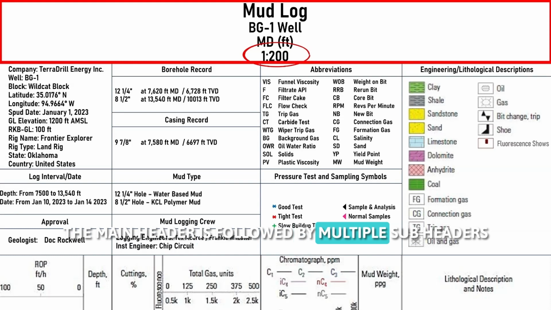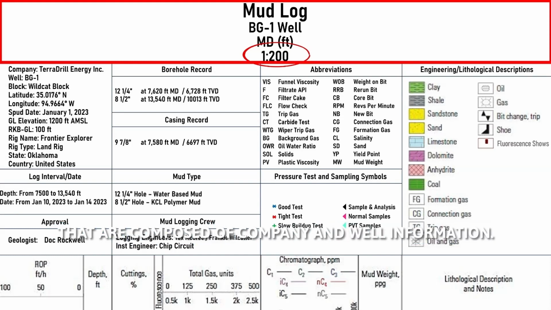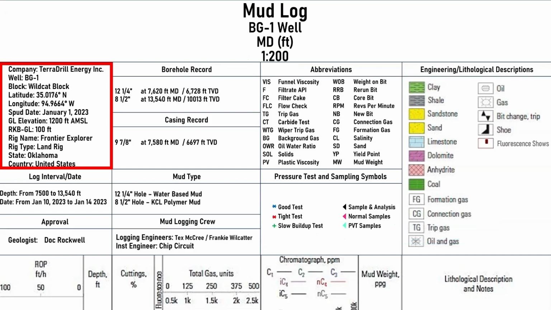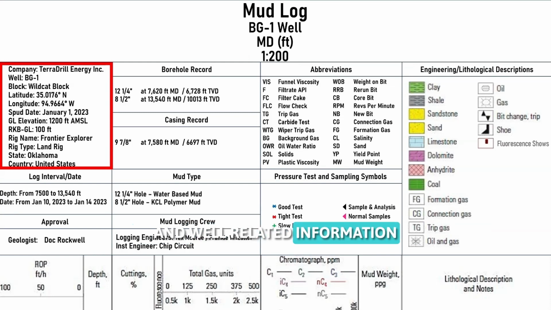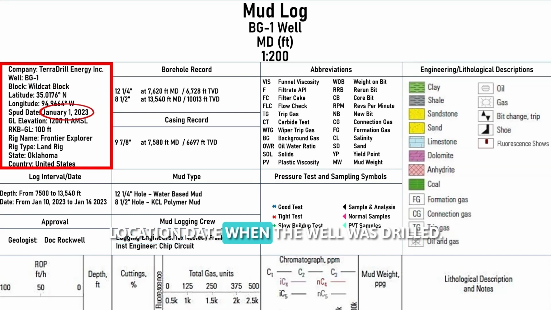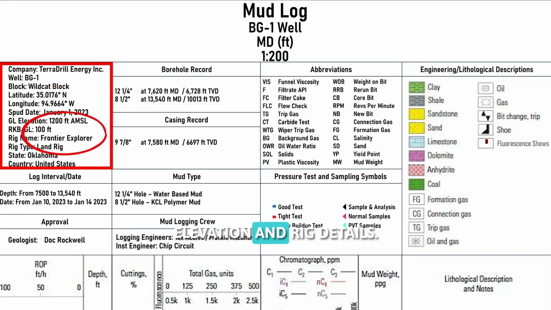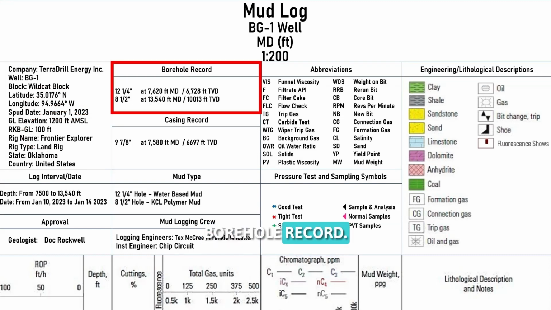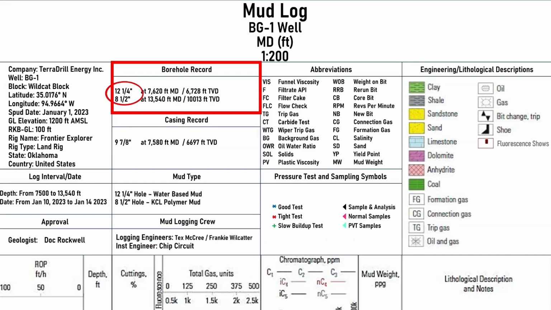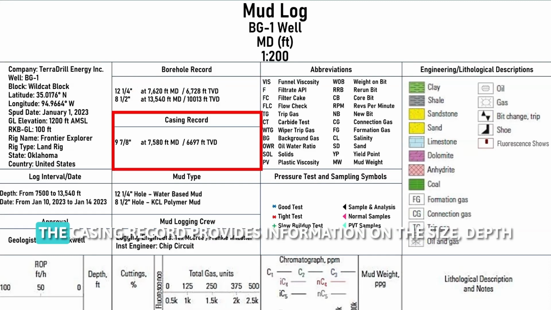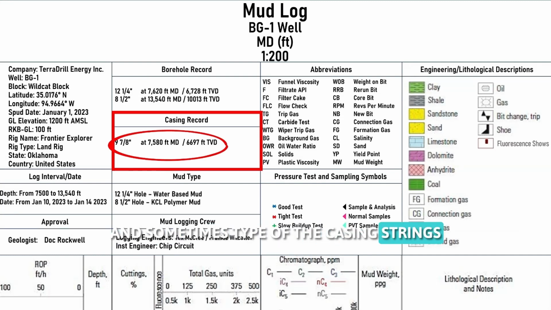The main header is followed by multiple subheaders that are composed of company and well information. The company and well information section provides information on the company name and well-related information such as well name, well location, date when the well was drilled, datum, elevation, and rig details. Borehole record. The borehole record provides information on the hole sizes drilled on the well and their corresponding section depths. Casing record. The casing record provides information on the size, depth, and sometimes type of the casing strings installed in the well.